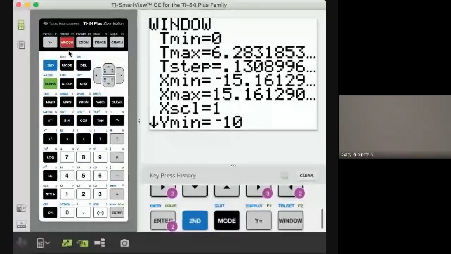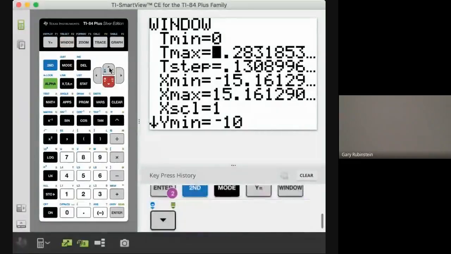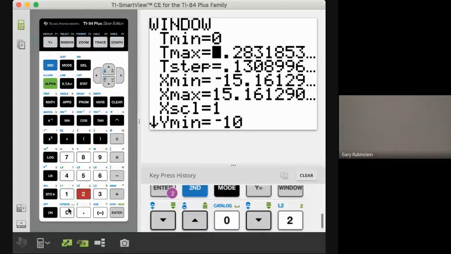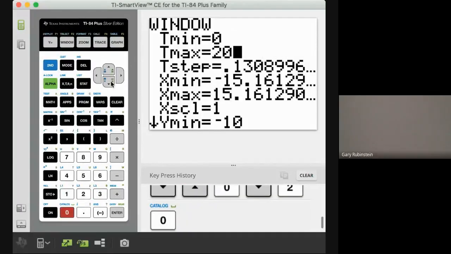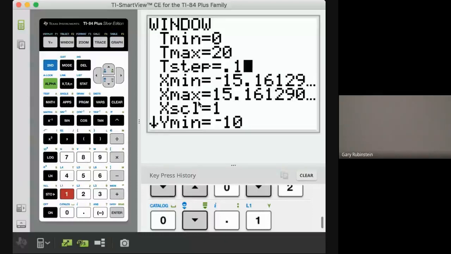Okay, so here's the graphing calculator again. If I'm in parametric mode and I go to window, I can say I want t to go from 0 to 20, and my t step is going to be 0.1, so it's going to make a bunch of points. The x min, y min, that's all the stuff for the x and y axes.